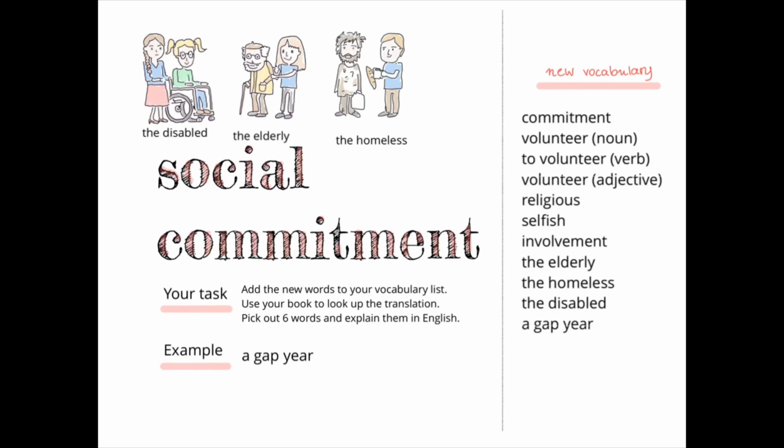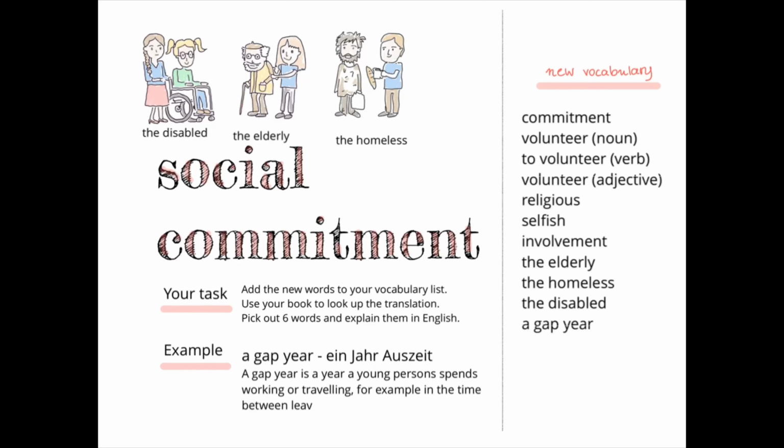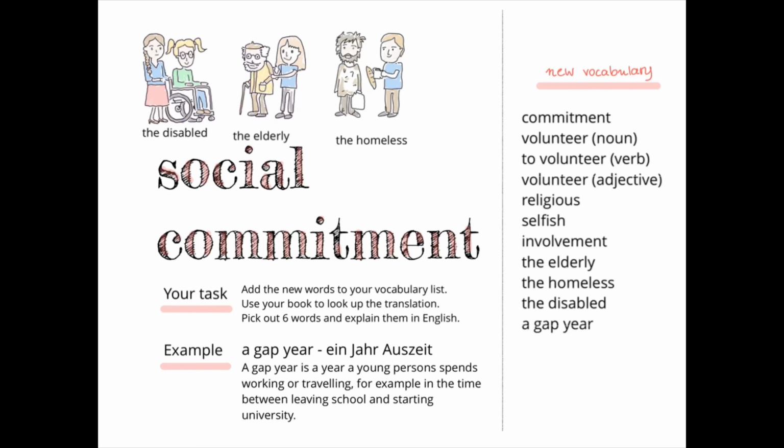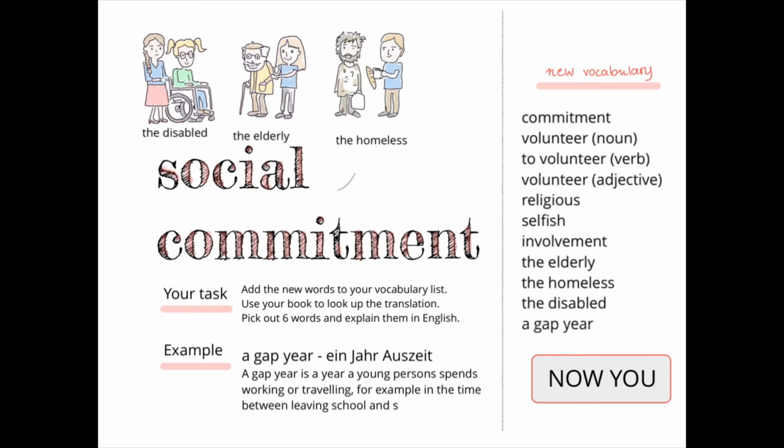I choose the word a gap year. A gap year is in German ein Jahr Auszeit. And in English you can explain a gap year as follows. A gap year is a year a young person spends either working or traveling, for example in the time between finishing school and starting university. And now you see there is a mistake in the video, no problem. Nevertheless, now it's time for you to work.